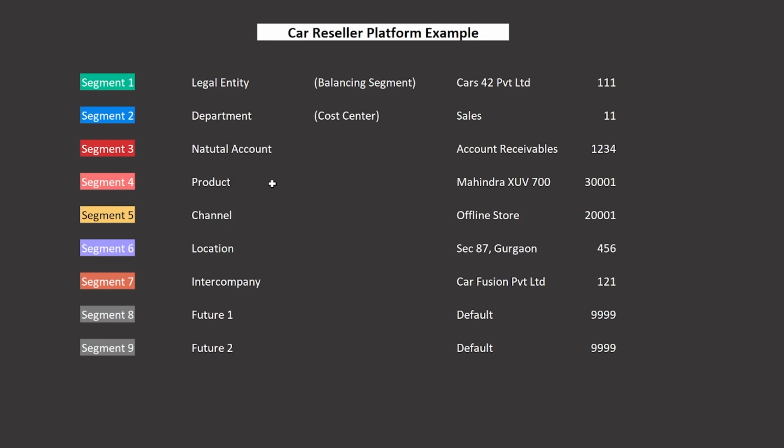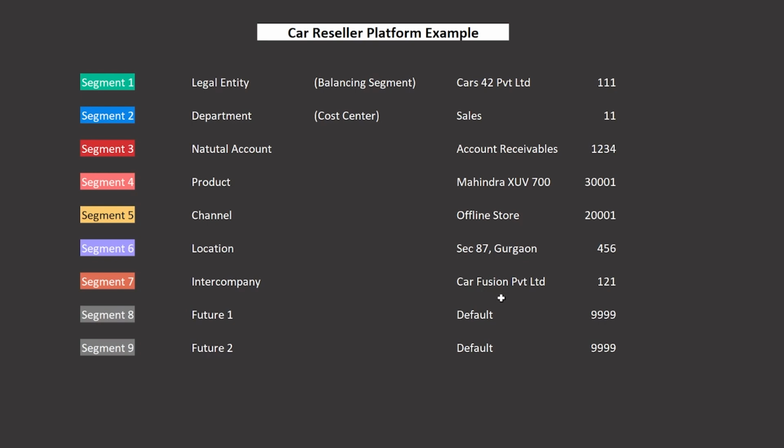Now we have also taken an example where Cars 42 Private Limited could represent their legal entity with a specific code. The department could be sales. The account could be their account receivables account. The product could be Mahindra XUV 700, which is one of the products they sell. And channel could be the offline store. Location could be your Gurgaon Sector 87. Intercompany shows another entity which provides them the spare parts. Again, for future segments, we have taken default codes.